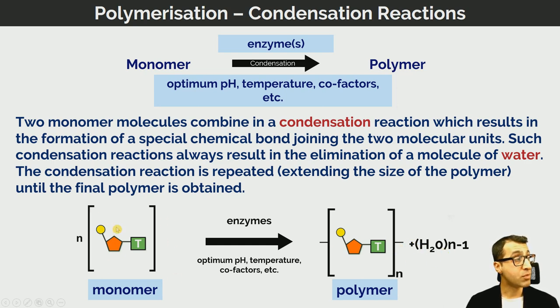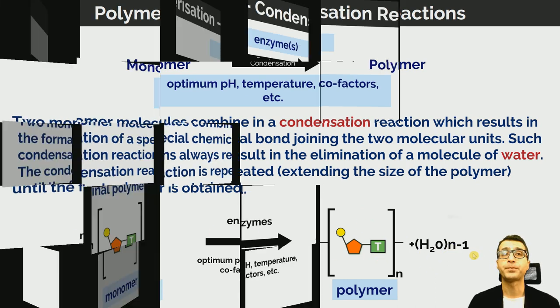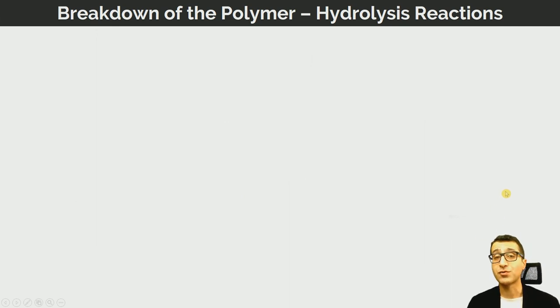Now, if the number of monomer molecules being chained together is n, then in general, the number of water molecules removed by that condensation reaction will be n minus 1. Now, that's a polymerization reaction, and this happens by means of condensation. Now, the word condensation again refers to the removal of a water molecule, but if you're going in the opposite direction, if you're breaking a polymer down back into its monomer subunits, biological catabolism, then you need to add water across those bonds linking the monomer subunits in the polymer. And this is referred to as a hydrolysis reaction.